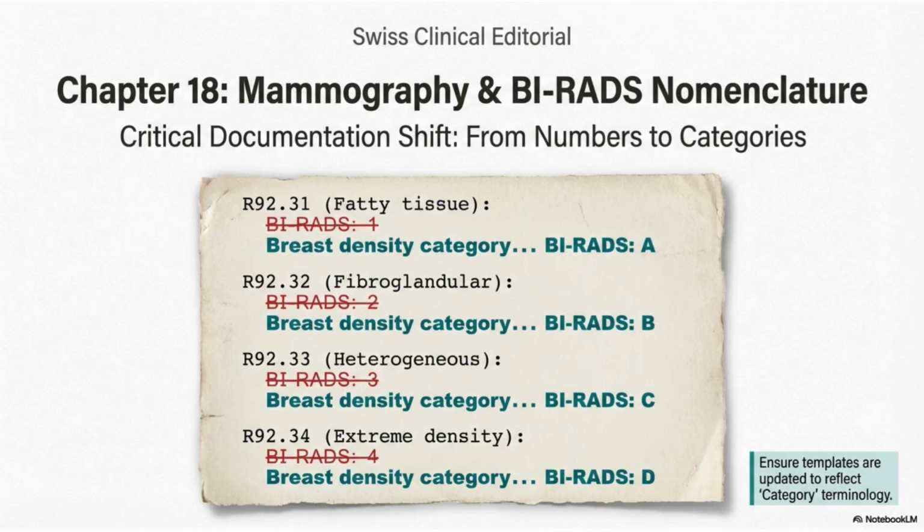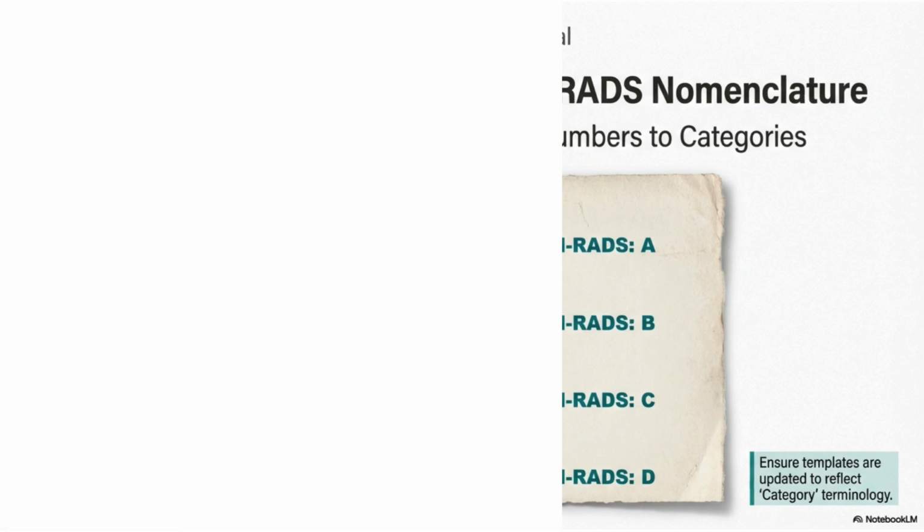A critical documentation update: BI-RADS terminology now uses categories A-D instead of numerical levels. Coders should ensure that templates, macros, and provider documentation reflect this updated language.